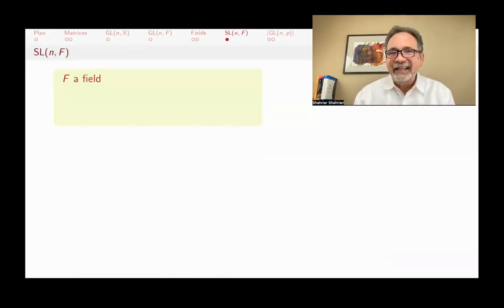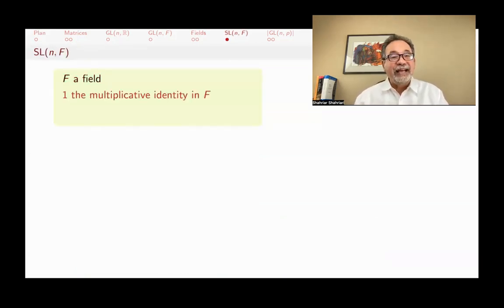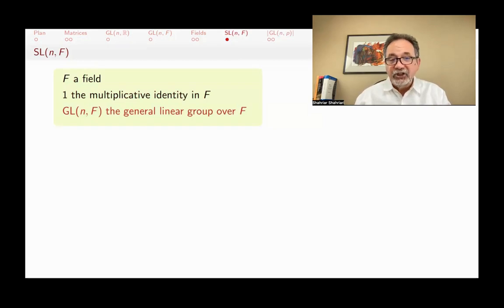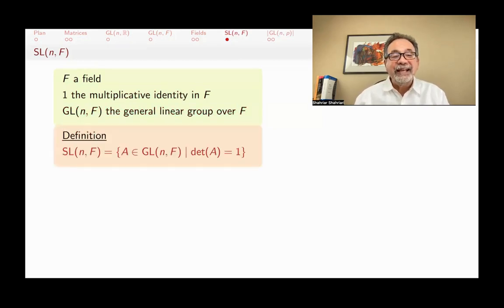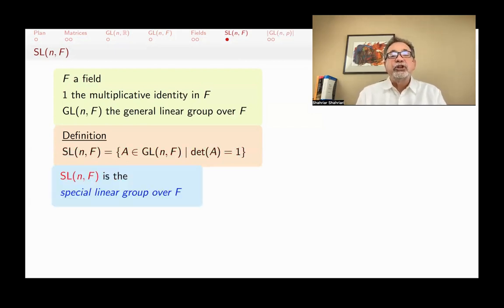What is SLNF? If F is a field, then it has a multiplicative identity, 1. It has a 1, something that when you multiply, nothing happens. GLNF is the general linear group. Then SLNF is going to be all those invertible matrices whose determinant is 1. That's called the special linear group over F. When we say over F, that means that the entries are from F. So the special linear group over F is those elements of the general linear group over F that have determinant 1.